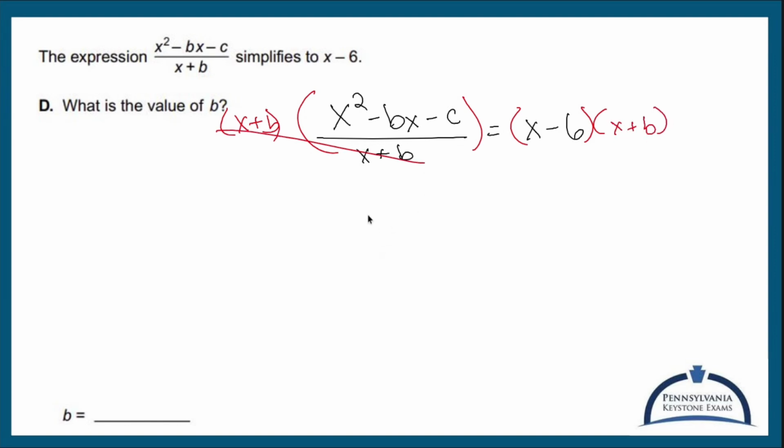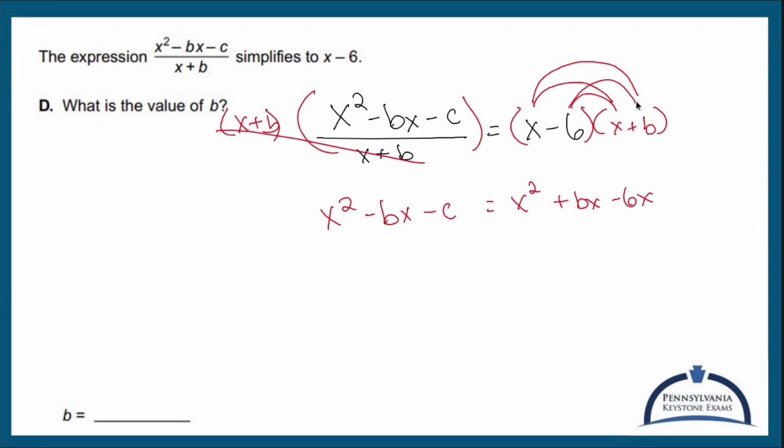What that does is allow us to get rid of the denominator, leaving me with x squared minus bx minus c. That's going to equal a FOIL problem, so let's FOIL it out. We have x times x is x squared. We have x times b, which is going to be bx. We have negative 6 times x, which is negative 6x. And we have negative 6 times b, which is negative 6b.